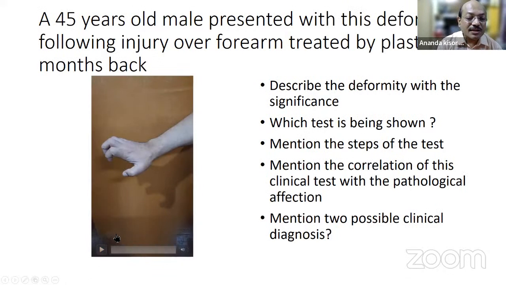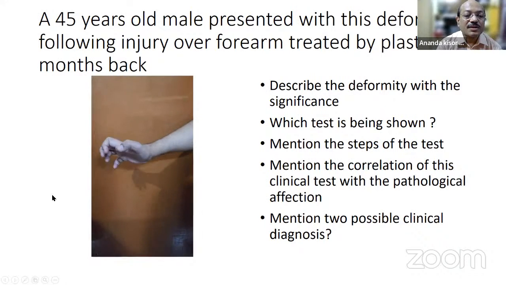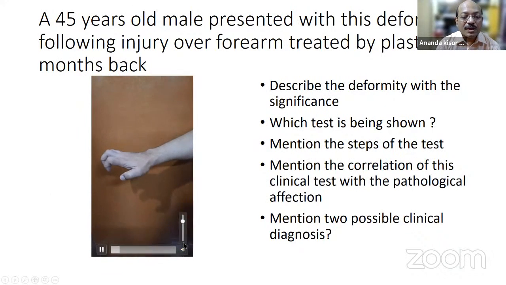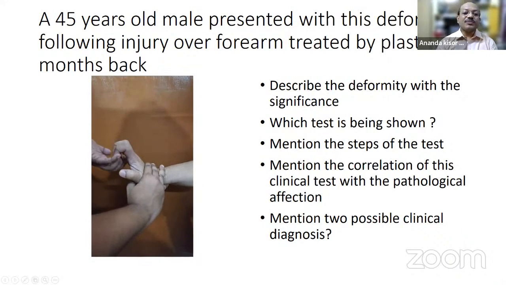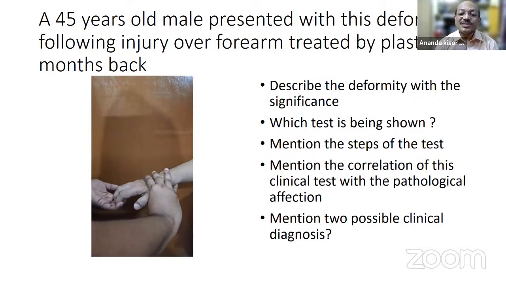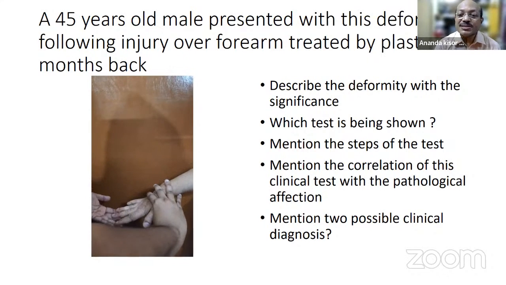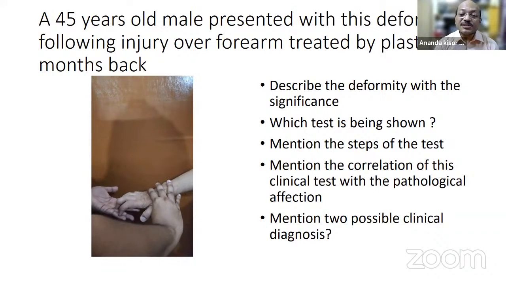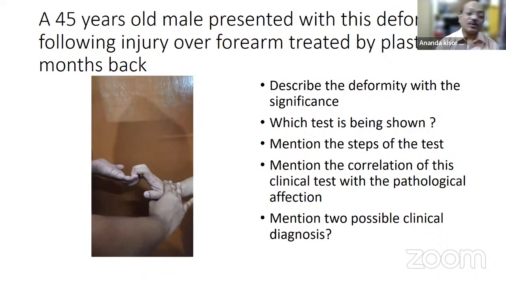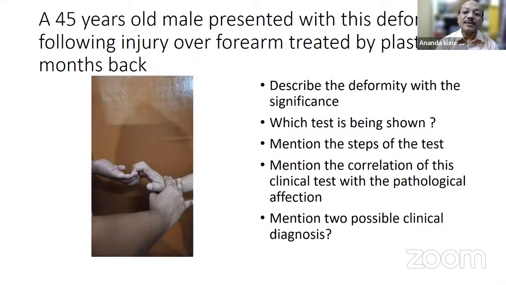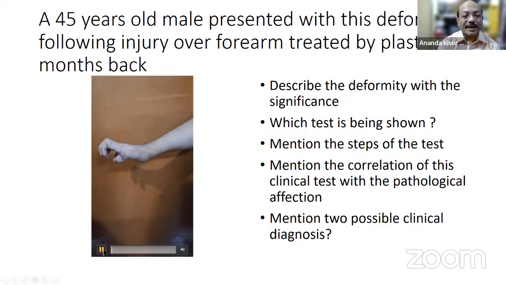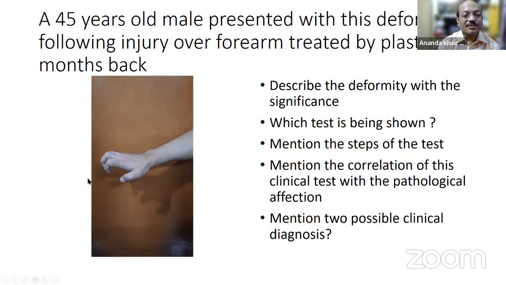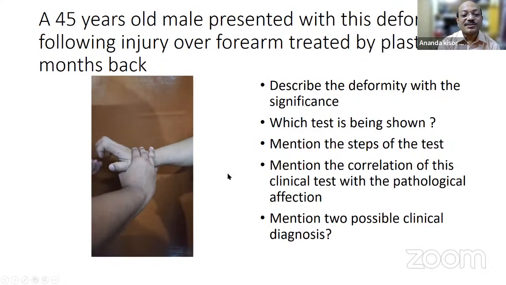Now, see, this is another case. See this. The video is going on, as you can see here. They describe the deformity with significance, which test is being shown, the steps of the test, and the correlation of this clinical test with the pathology. This is a 45-year-old male presented with this deformity following injury over the forearm, treated by plaster 4 months back. See the deformity. It is basically a claw hand, but we have to describe the deformity.